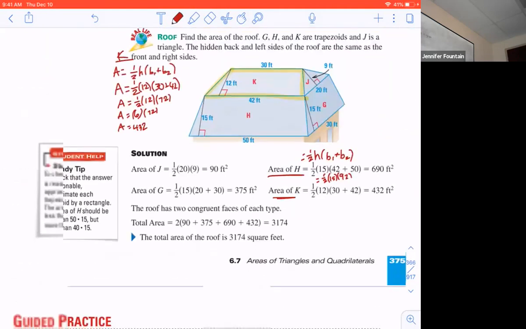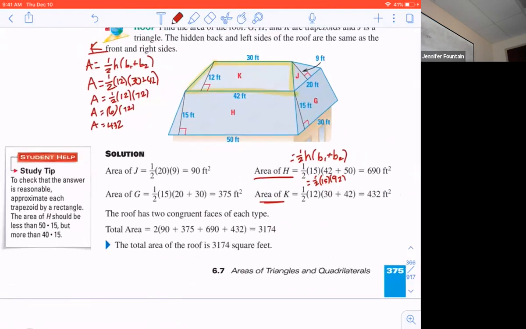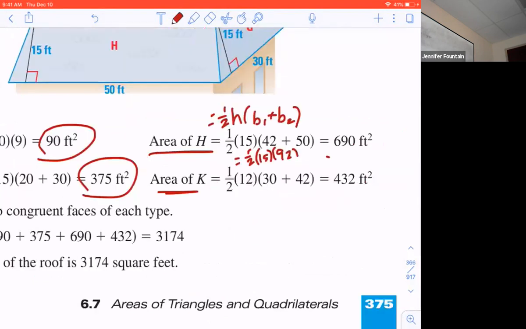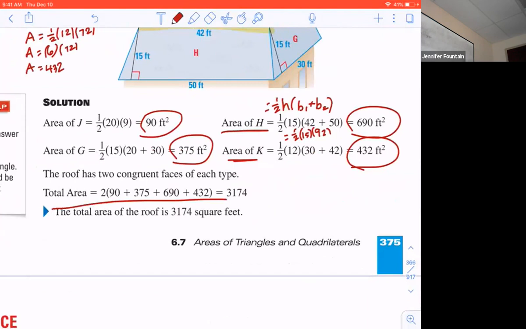Now the thing to notice is that we had to find the area for each of these shapes. They found the area of J to be 90 feet squared, the area of G to be 375 feet squared, the area of H is 690 feet squared, and the area of K is 432 feet squared. I'm going to add those all up to get the total area. To find the total area of the roof, I had to find each of the sides they gave us and then add them up. They didn't tell us to find the sides that we couldn't see, so we didn't have to worry about that.